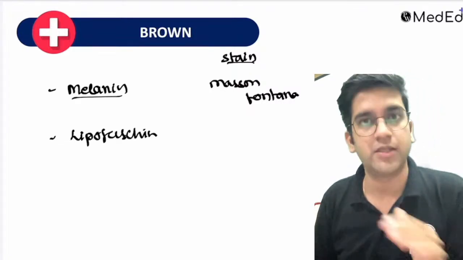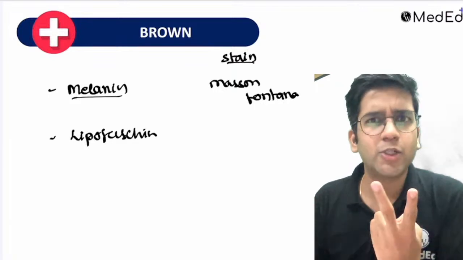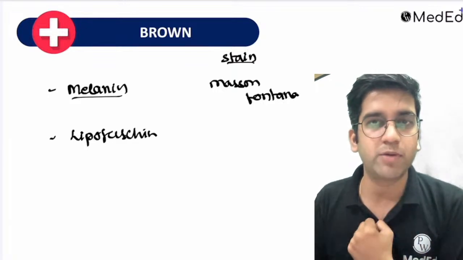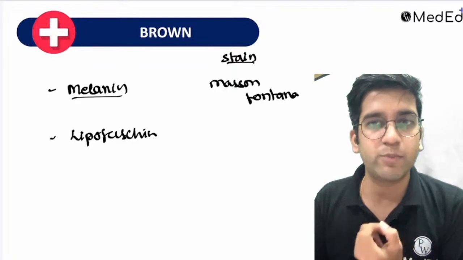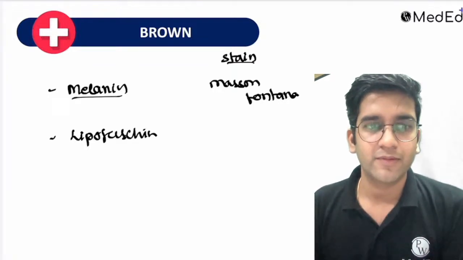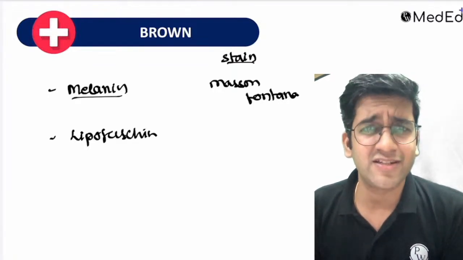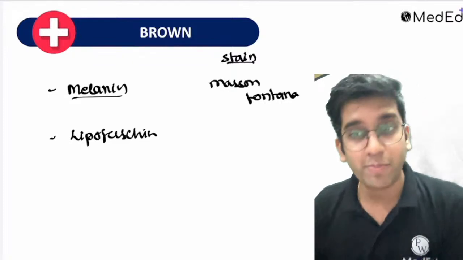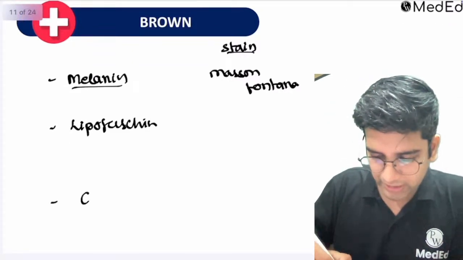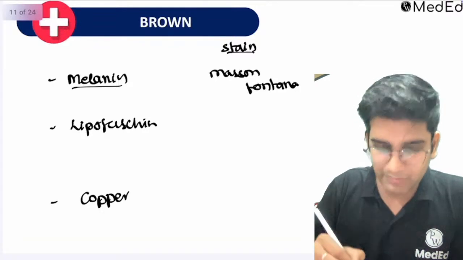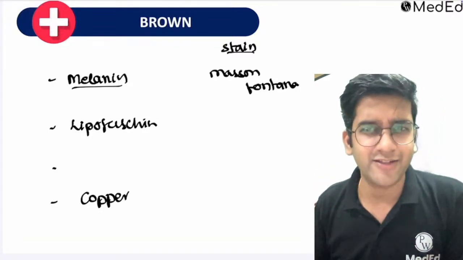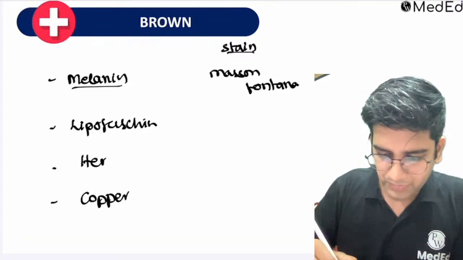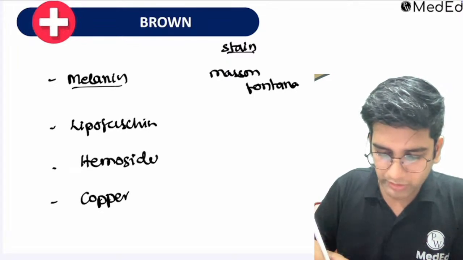Lipofuscin will be brown in color. Wear and tear pigment. There are 2 things which are pathologically brown in color. Pathological iron deposit is called as, you must have seen this in real life, isn't it? Copper is brown in color. Perfect. I'll take Danish's answer. Copper is obviously brown in color. There's one more guy. Iron, right? Hemosiderin. Hemosiderin is also brown in color.